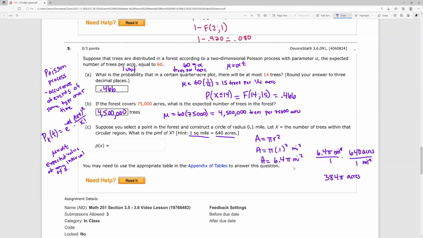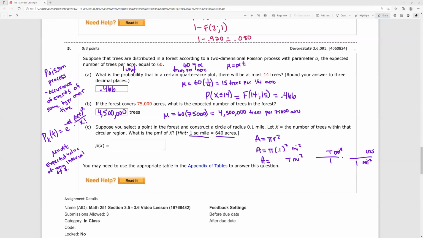Okay, so that helps me because now we've turned it into acres. I'm just triple checking myself. Oh no, I did this wrong. Let me back up. That is not 6.4. I jumped the gun on one of my numbers. Okay, back up. We are going to get that answer at the end, but I skipped a step. This is what happens when you record at night.